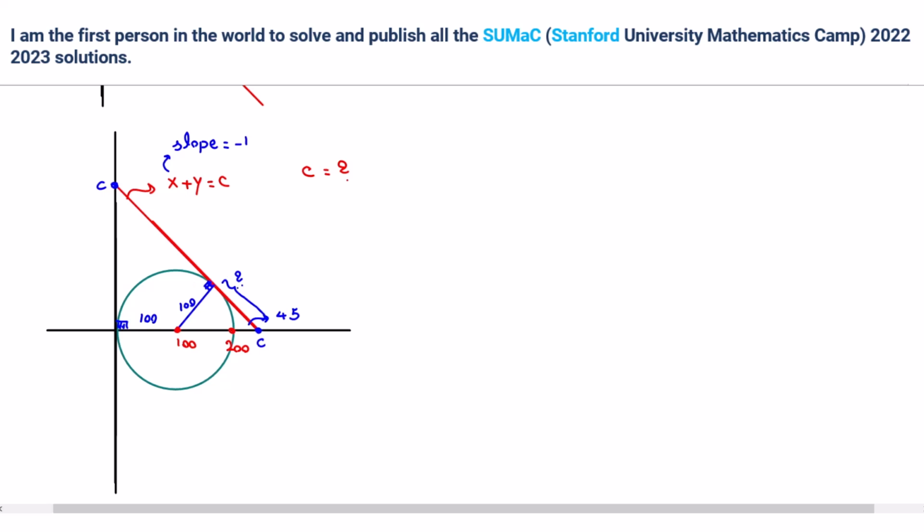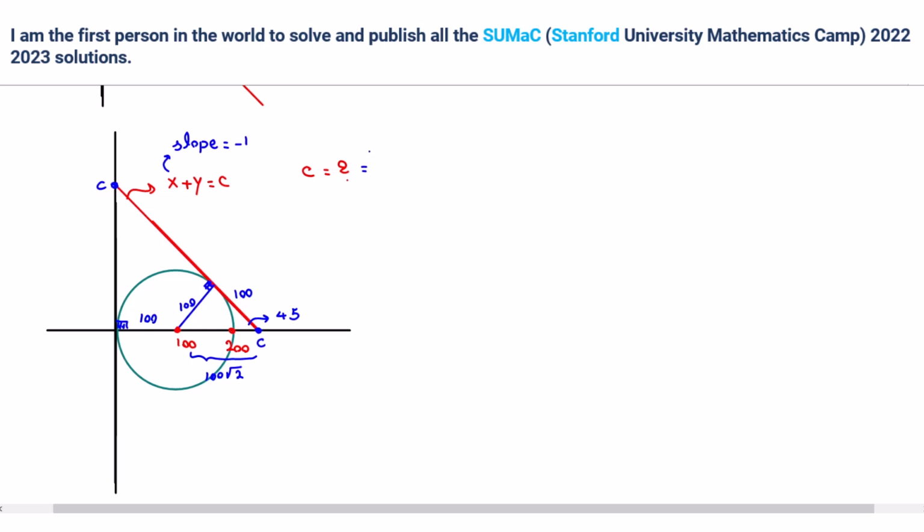Also 100 because of the isosceles triangle. Exactly. This length is what? Then this length is two, root 2, 100 root 2. Exactly, 100 root 2. So C is what? Oh, C is 200 root 2.